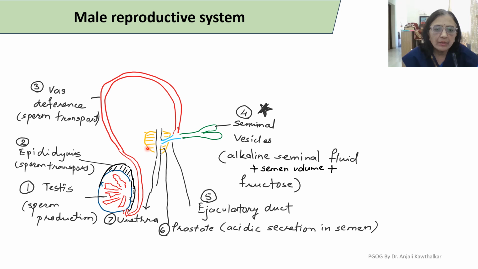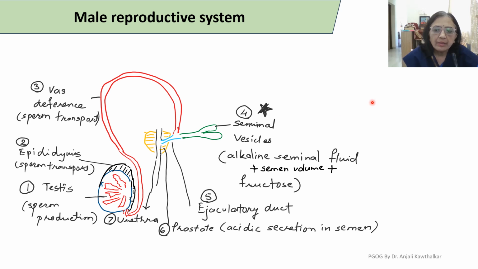Before that, the prostate is in the vicinity of the urethra, and prostatic fluid also contributes to some extent to the formation of semen. Prostatic fluid is mainly acidic in content. So the prostate provides an acidic secretion into the semen, whereas in the seminal vesicle fluid, mainly an alkaline component is present.